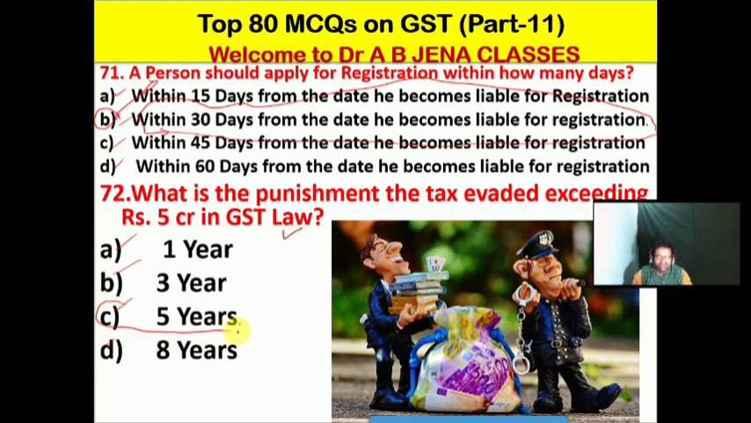Right? So C is the right option for this MCQ. So 3 years is the punishment in the case of the tax evaded exceeding rupees 5 crore in GST law.